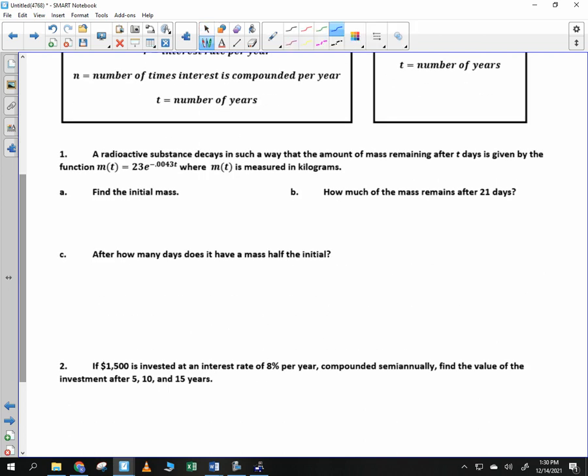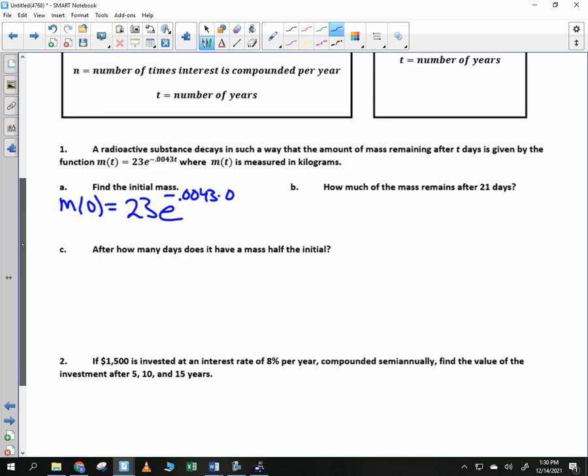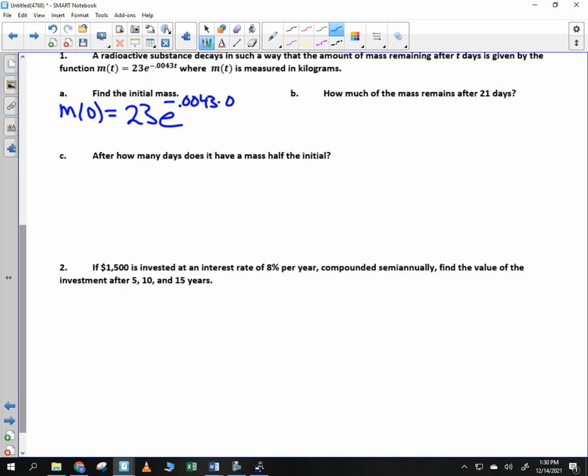So let's talk about how to find the initial mass. The initial mass means the mass at the very beginning. What do you think I plug in for the time if I'm talking about the very beginning? 0. So m of 0 is equal to 23e to the negative 0.0043 times 0. Now, you could go to your calculator, or this one's not too bad to work out. What is negative 0.0043 times 0? 0. What is e to the 0? 1. Anything to 0 is 1, times 23, so 23 kilograms.